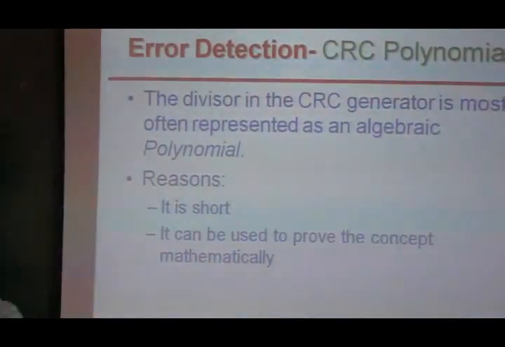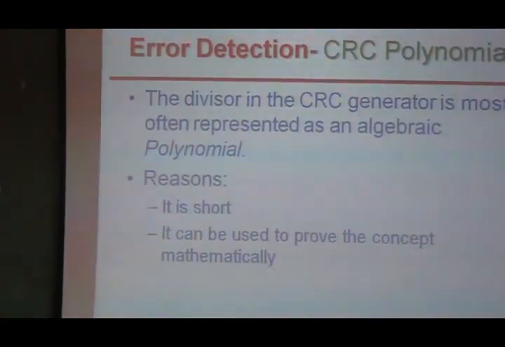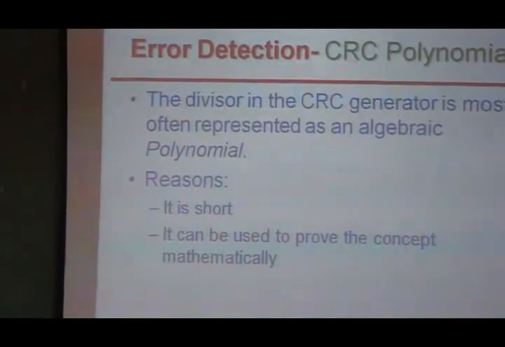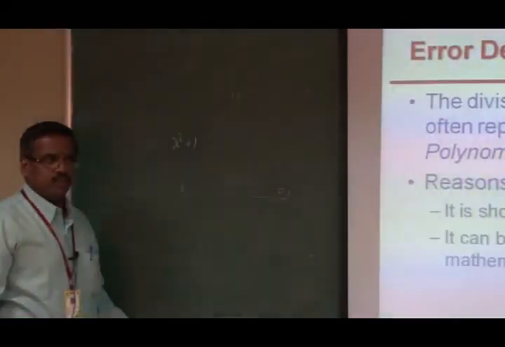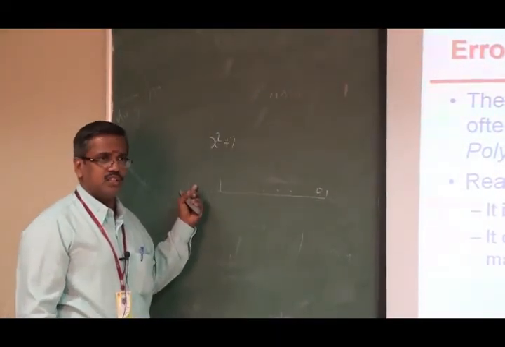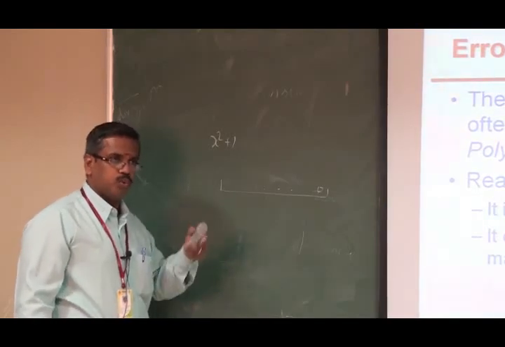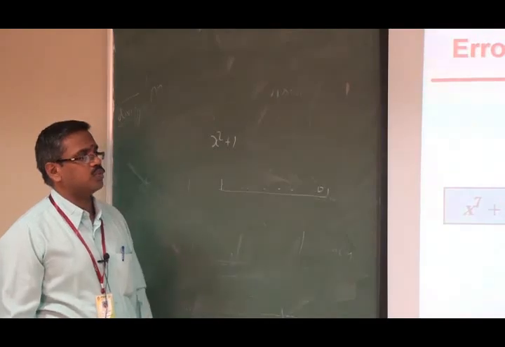Polynomials can also be used to prove the concept mathematically, because zeros and ones can cause some confusion, or look like signals or digitals. But when you use x terms or polynomial terms, it is a mathematical computation. You can prove it mathematically. That is the usage of polynomials.